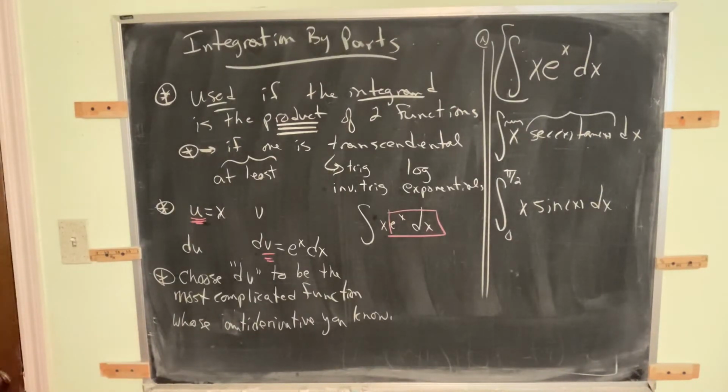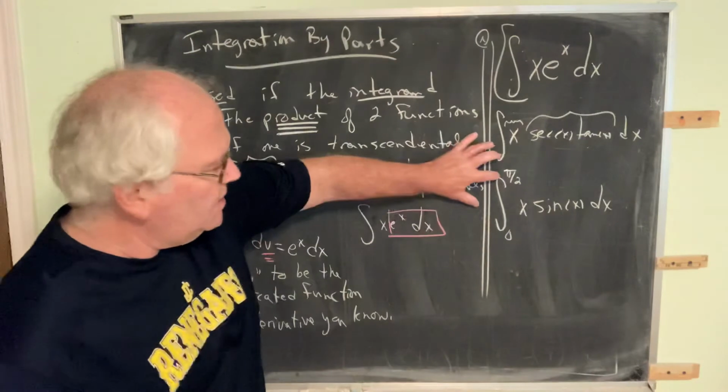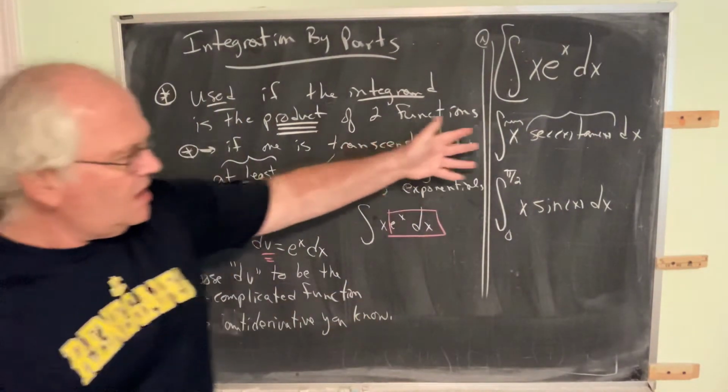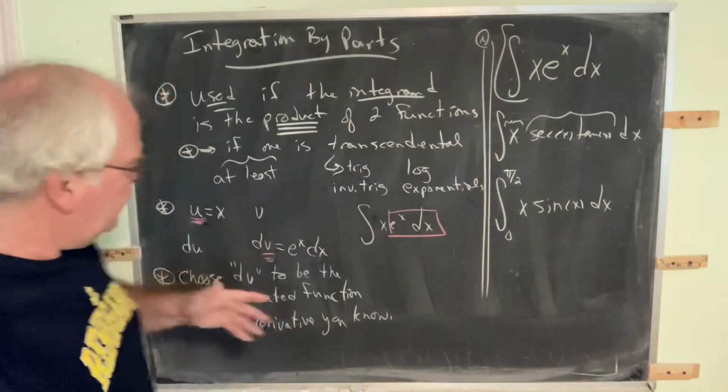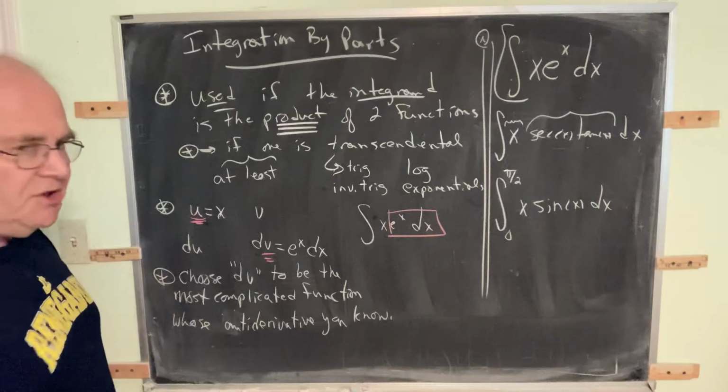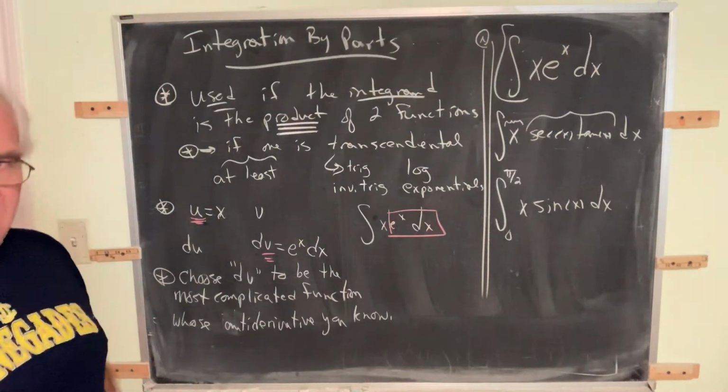So now let's do this. Why don't you pause the video here and go through these two examples and see if you can get this far on each of these functions. Just choose dv and u, and then we'll check and see how you did. So go ahead and pause now if you like.